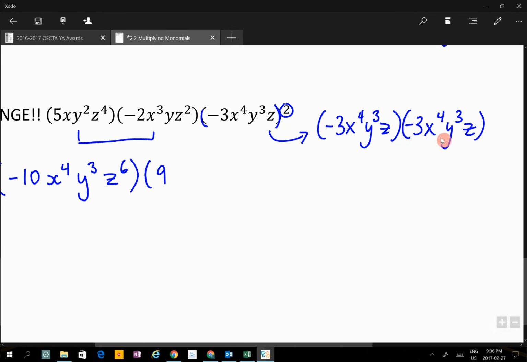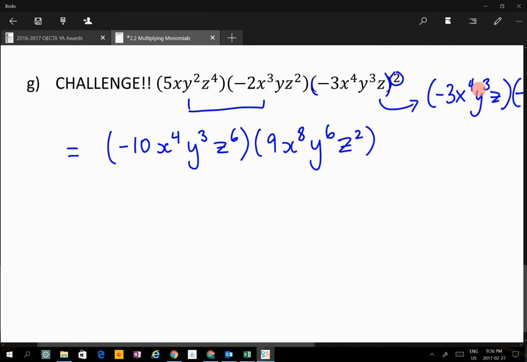X to the exponent 4 times x to the exponent 4, multiplying two powers, add their exponents. So 4 plus 4 is 8. So x to the exponent 8. Multiplying two powers again, y cubed times y cubed, add their exponents. 3 plus 3 is 6. And then z times z. Each has an invisible exponent of 1. I add them together and I get z to the exponent 2, z squared.